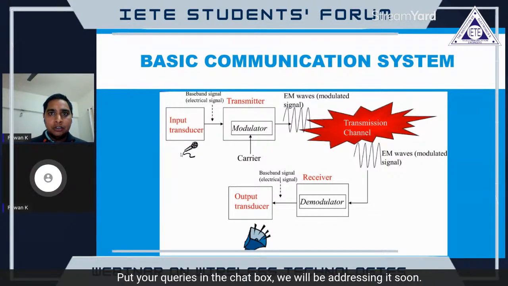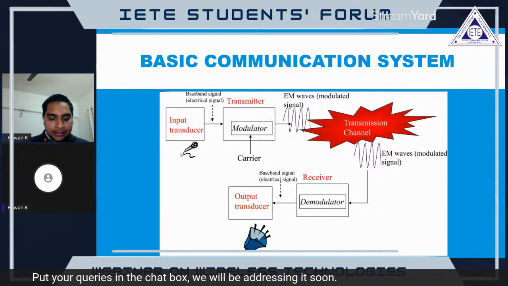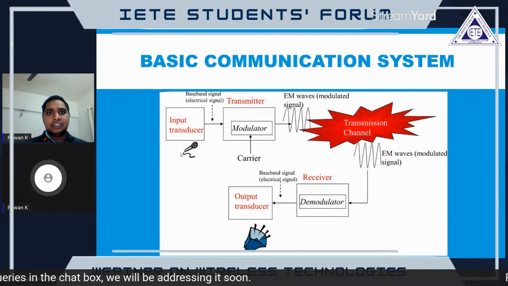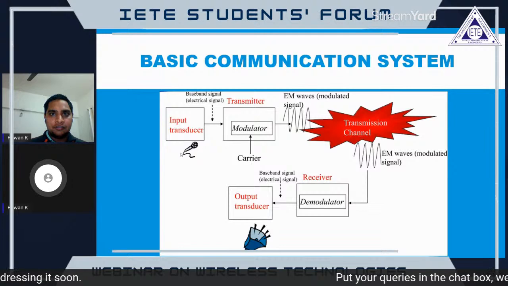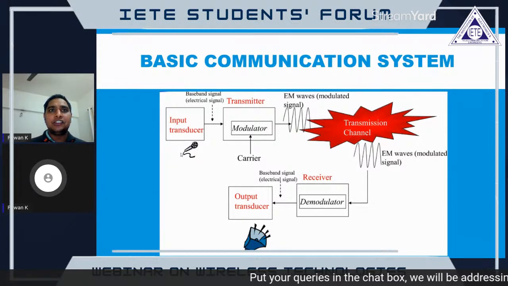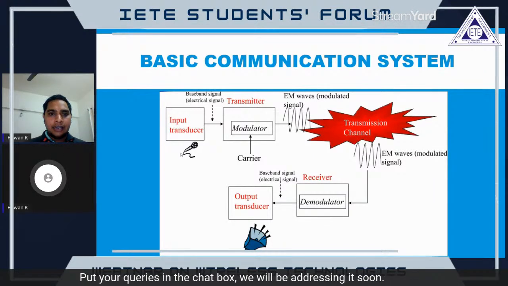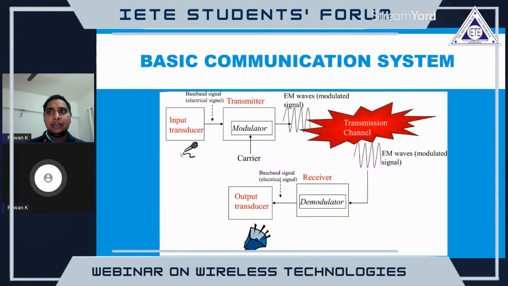So what we actually do is take the carrier. In the carrier, we change any of the parameters, like amplitude or frequency or the phase. Any of the parameters will be changed based on the input signal derived by the transducer. And after that, the high frequency signal will be transmitted over the air in the form of EM waves. So here you can see that the signal is moving in the air as high frequency EM waves.